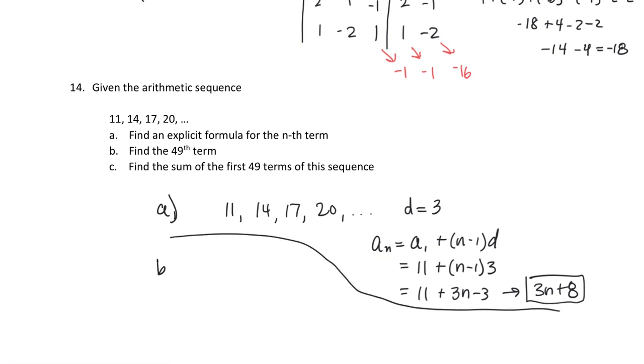For part B, now that we have the nth term, we can find the 49th term. So a sub 49, just by using that explicit formula, that's 3 times 49 plus 8. That's 155.